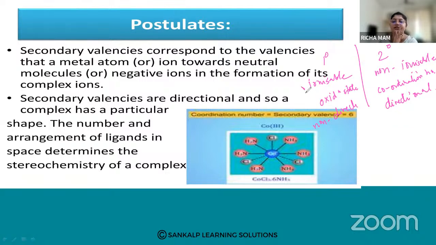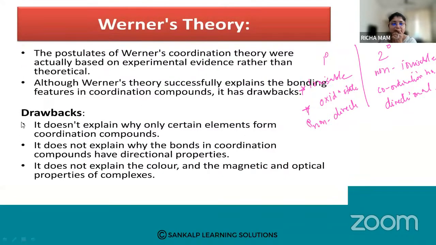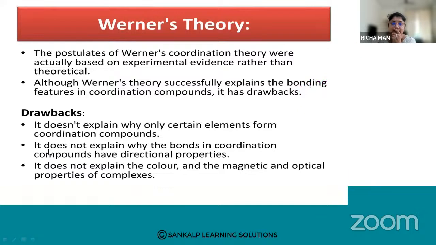So these are the main 3 points. The secondary valency is fixed around the central metal ion, and it will give a proper spatial arrangement, so it will correspond to different geometry. So these are the postulates. After putting forward these postulates, there were some drawbacks, and the theory failed at some point. So what are the limitations or drawbacks of this theory? We have seen the postulates.